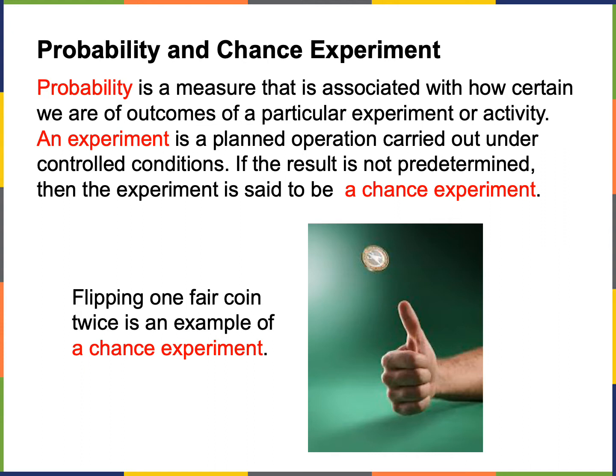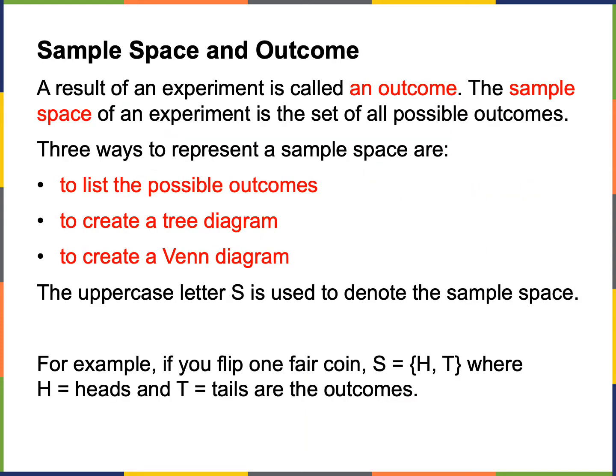Here's an example of a chance experiment: flipping a fair coin twice. We don't know if we're going to get heads, tails, or both heads or both tails. We don't know that, so that's chance. The result of an experiment is called an outcome. This is really important: an outcome is a result of an experiment.